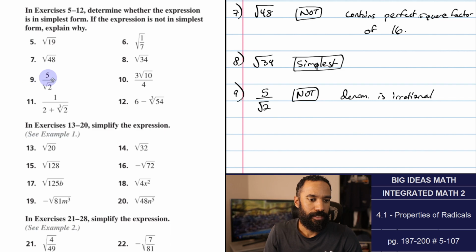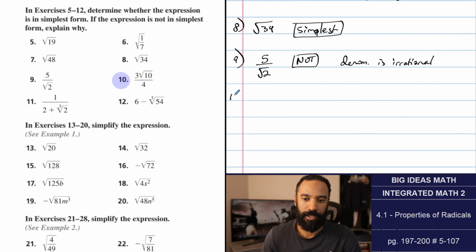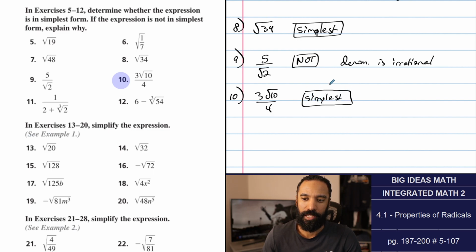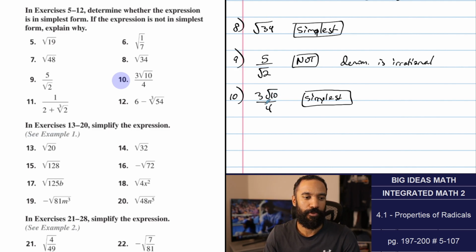Number 10 looks good. Number 10 looks like simplest form here. That is 3 root 10 over 4. I'm looking for a few things. I'm looking for the denominator being a nice whole number, which it is. I'm looking for this radical not having any perfect square factors, which it doesn't. And I'm looking whether 3/4 can reduce, which it cannot. So that is simplest form.